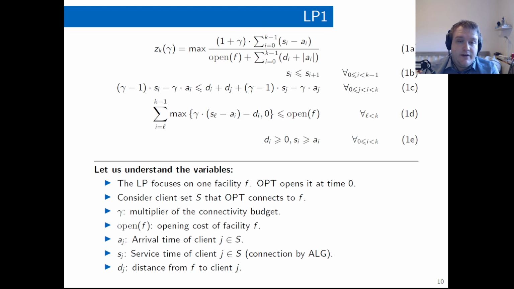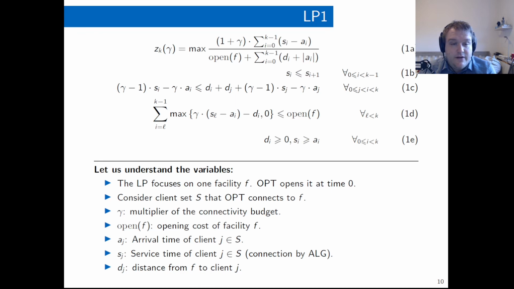So the LP is written so that it focuses on one facility F, and we can imagine this facility is open at time 0 by OPT, right? All the clients, of course, can choose different facilities for the adversary, but we only consider the clients in S that OPT connects to this F, right? So this is the star where we play. And we already have the parameter gamma, that's the multiplier. And we also have the opening cost, and that's represented by open_F.